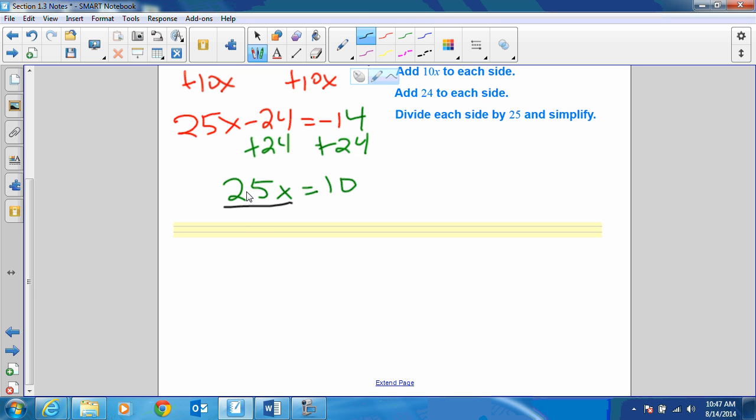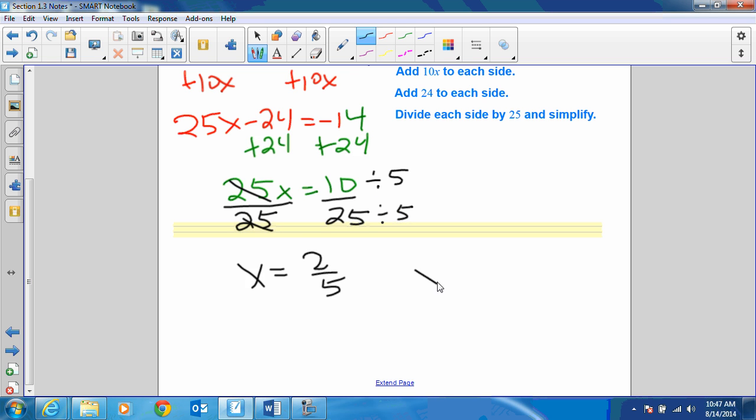Whenever you have a coefficient of x equal to something, you have to divide by the coefficient. So the 25s cancel out, leaving us with x. And 10 over 25, they both have a common factor of 5. So we just reduce them both down by 5 to reduce the fraction. 10 divided by 5 is 2. 25 divided by 5 is 5. So x equals 2/5.